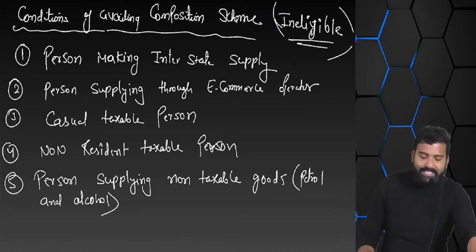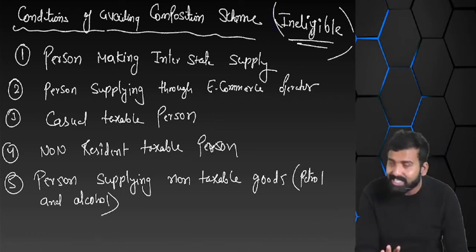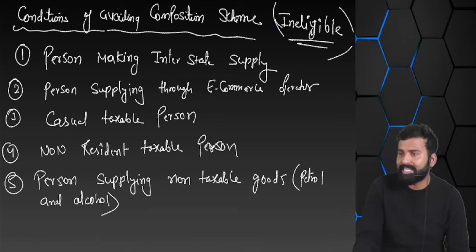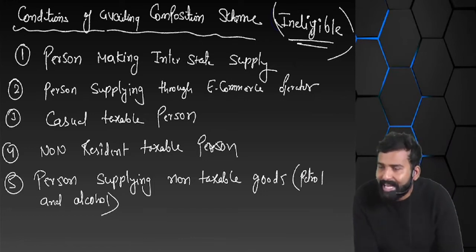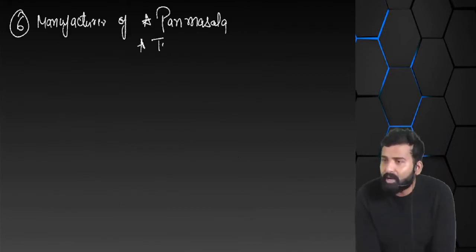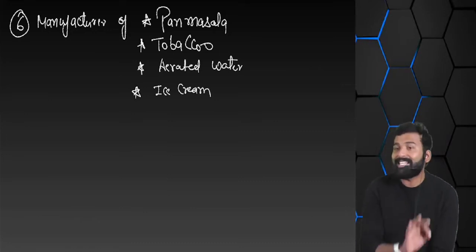Getting it? Very nice. Now, what is the sixth ineligibility? We have already discussed the five categories who cannot avail this composition scheme. So what is the sixth ineligibility? The sixth one is this: a manufacturer of pan masala, tobacco, aerated water and ice cream is also ineligible.